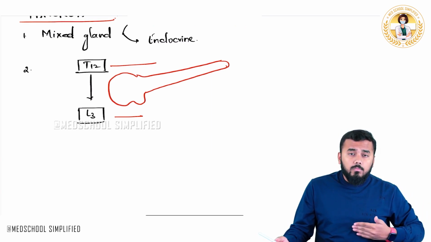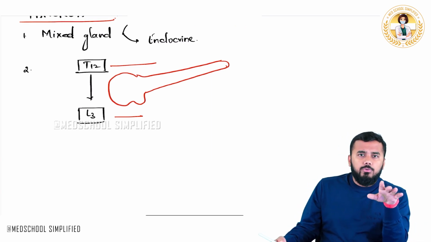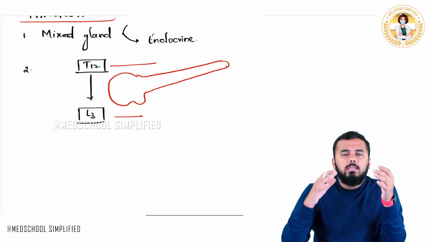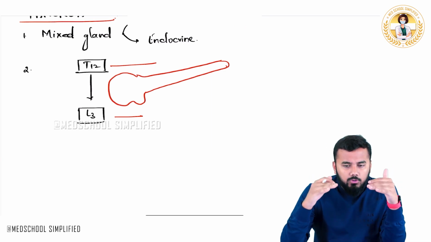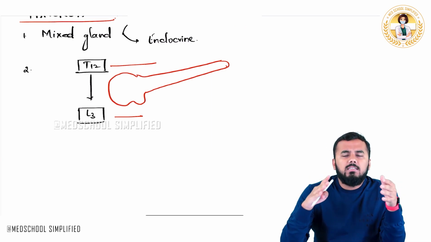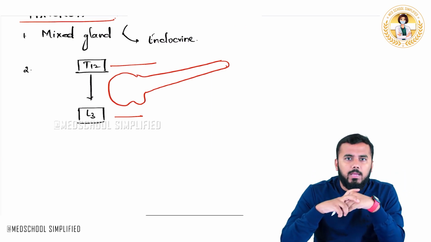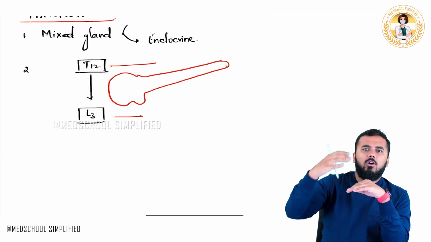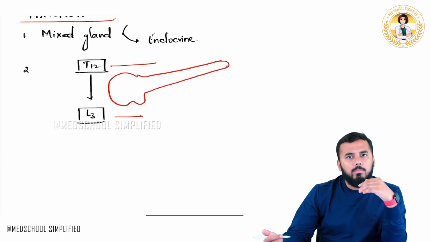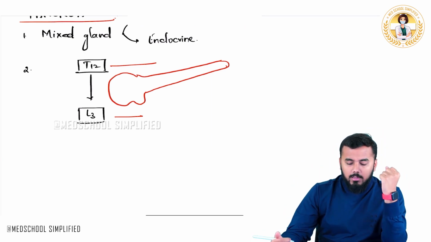Now your pancreas is deeply situated. Above the pancreas there are many other organs. So your pancreas is deeply situated, and that is the reason why it is almost impossible to palpate the pancreas. You cannot palpate the pancreas, because above that there are organs. How can you palpate it? You cannot palpate the pancreas.